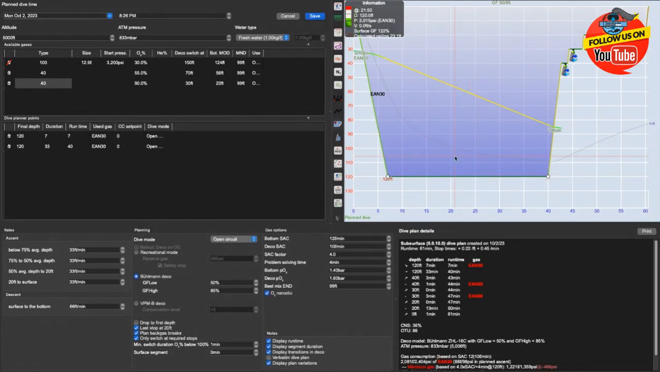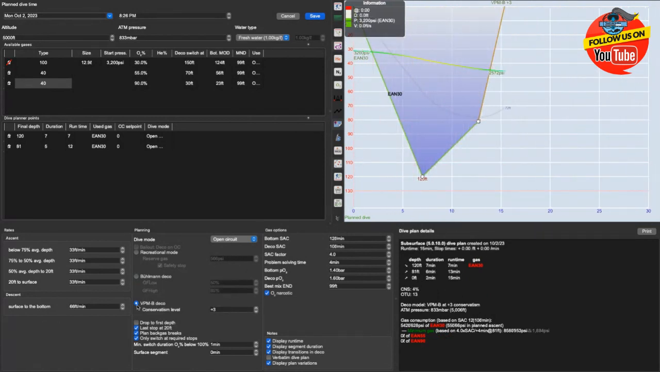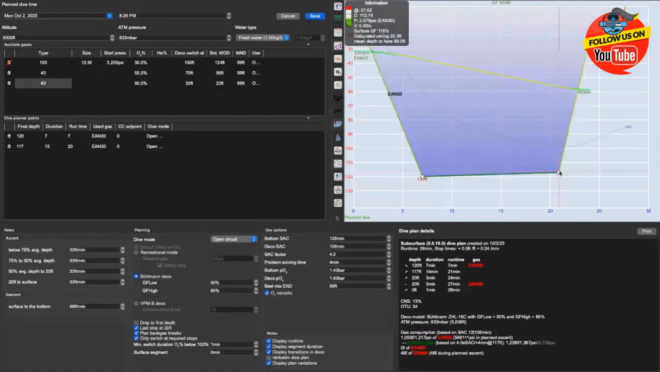So that's mine. But the nice thing is you can play with this to your little heart's content, and you can get better ideas of where you want to go. And if you wanted to play with VPM, a different model, it's in here as well. So that gives you a good idea of what deco really looks like.